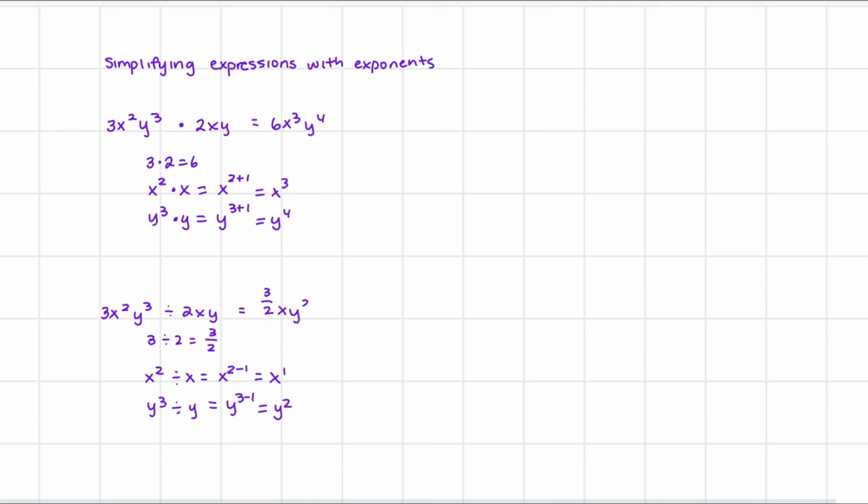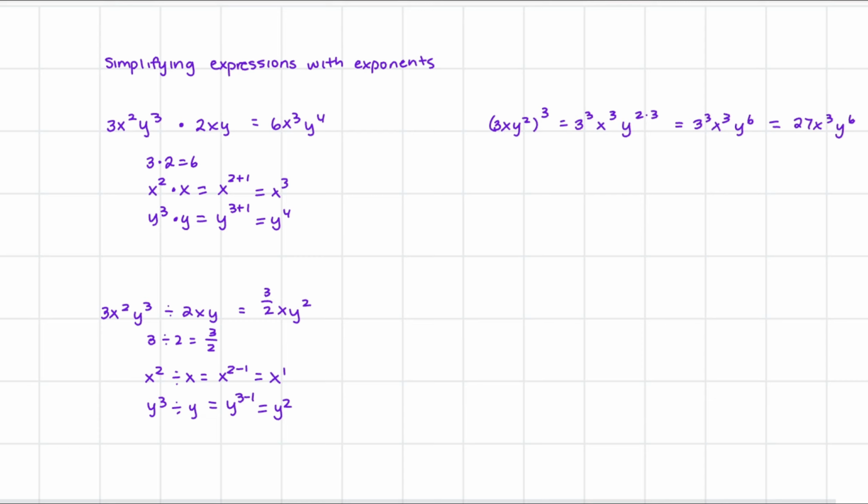3xy squared, all raised to the power of 3, what would that be equal to? So you're going to cube 3, you're going to cube x, and you're going to cube y. So 3 cubed is 27, x cubed remains as x cubed, and y raised to the power of 2 times 3 becomes y to the power of 6.